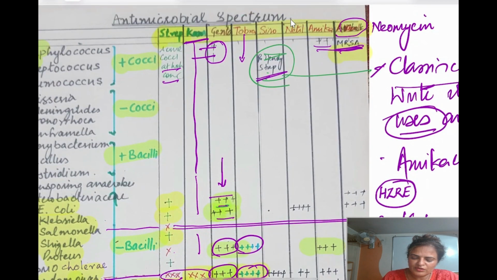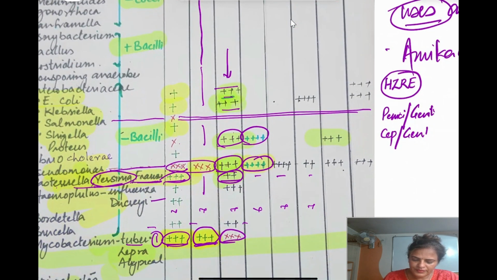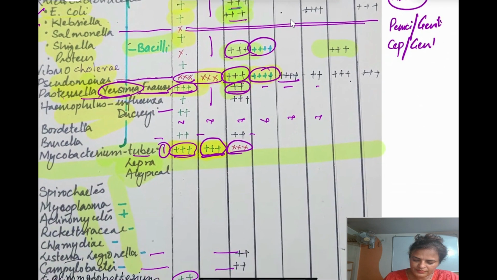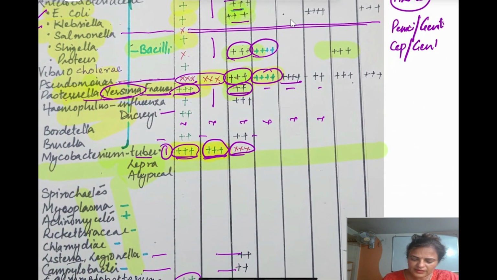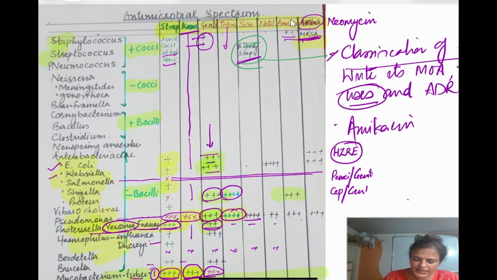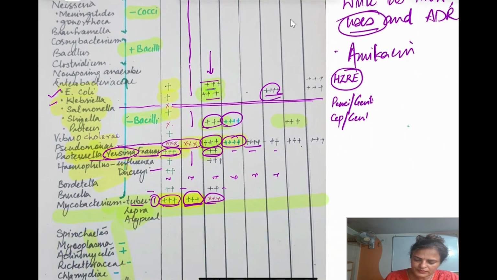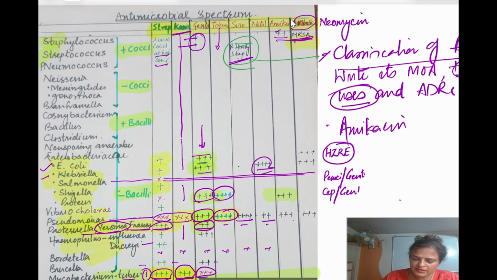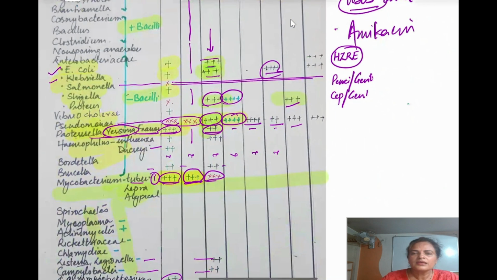Then sisomicin, gram positive beta hemolytic streptococci. It is showing effectivity against that also. Plus Pseudomonas, ठीक है, यहाँ पे भी है इसकी. And then netilmicin mainly for the Klebsiella, Pseudomonas. Then amikacin, this is also Proteus, Pseudomonas.